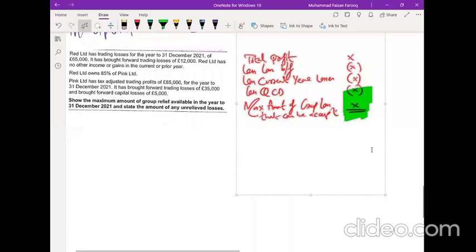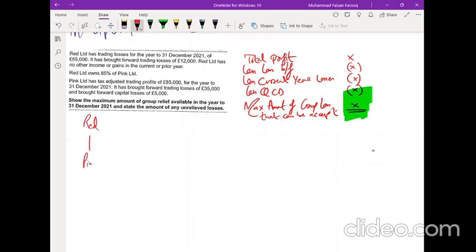1,000 pounds. Red Limited has no other income or gains in the current or prior year. Red Limited owns 85% of Pink Limited. Pink Limited has adjusted trading profits of 85,000 pounds for the year to 31st December 2021. It has brought forward trading losses of 35,000 pounds and brought forward capital losses of 5,000.